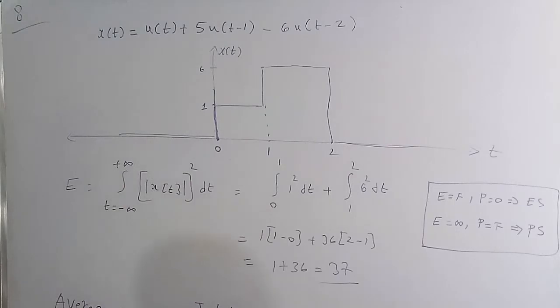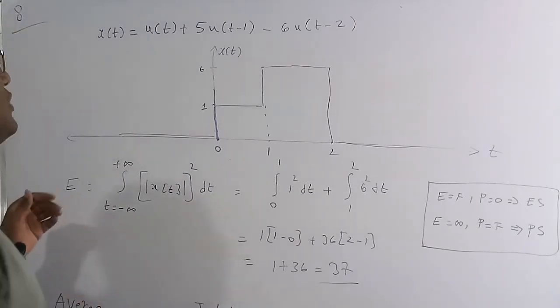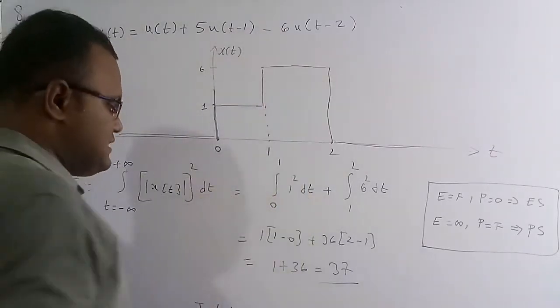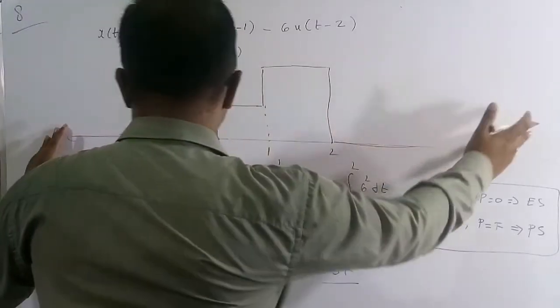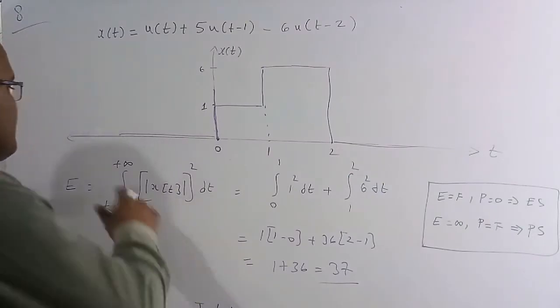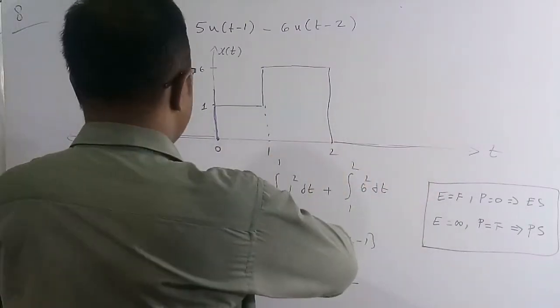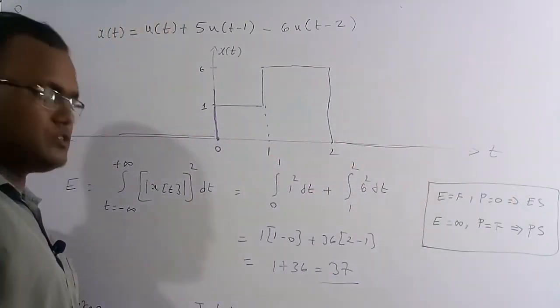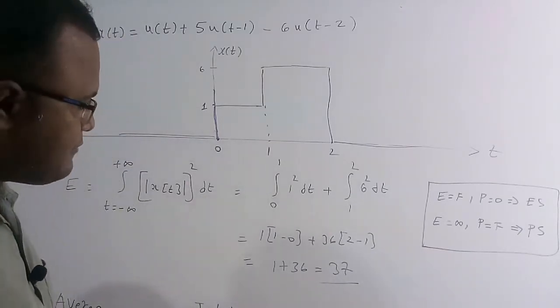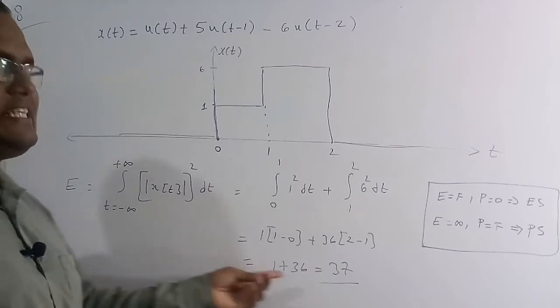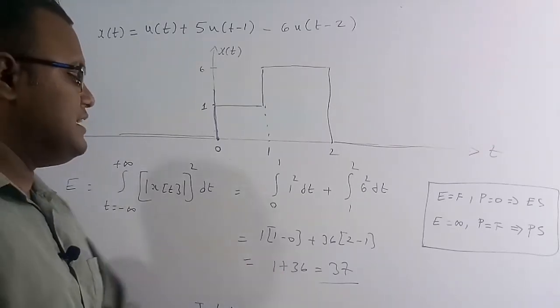And we need to find the total power. The average power is nothing but energy by time, total energy by total time. So the energy of this total function is 37 units, and the total time is infinity, because we are going from minus infinity to plus infinity. So the total time duration is infinity. So we can conclude that 37 by infinity is equal to 0. So finally we can conclude that the energy value is 37 units and the power value is 0 units.